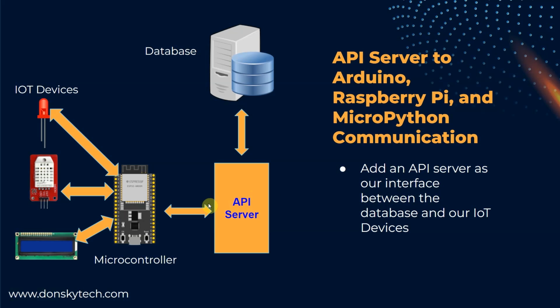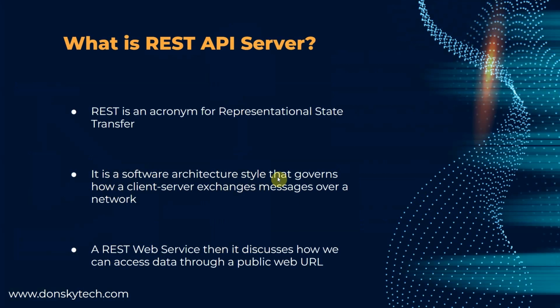Let us now discuss further what is meant by a REST API server and the REST topic itself. REST is an acronym for Representational State Transfer. It is actually a software architecture style that governs how a client and a server exchange messages over a network. Oftentimes, when you hear the word REST, it refers to a REST web service, which describes how data can be accessed through a public-facing web URL. You'll see later how the public-facing web URLs are done.